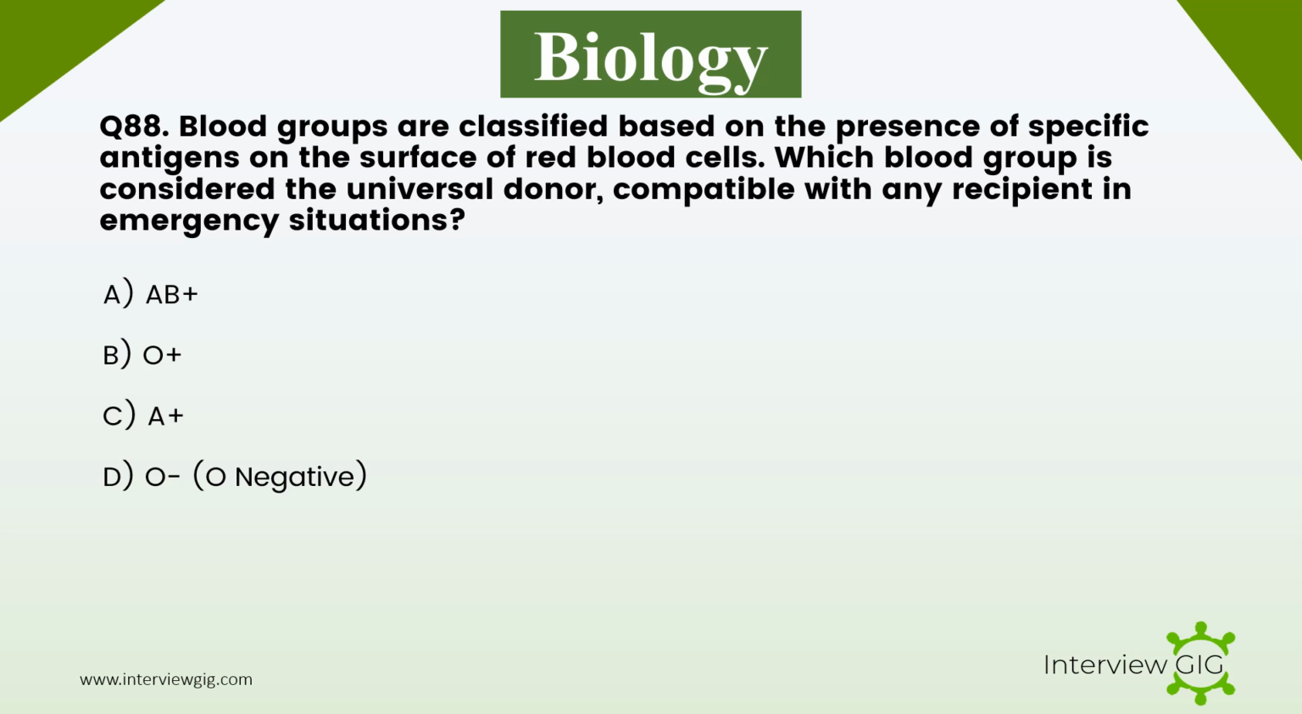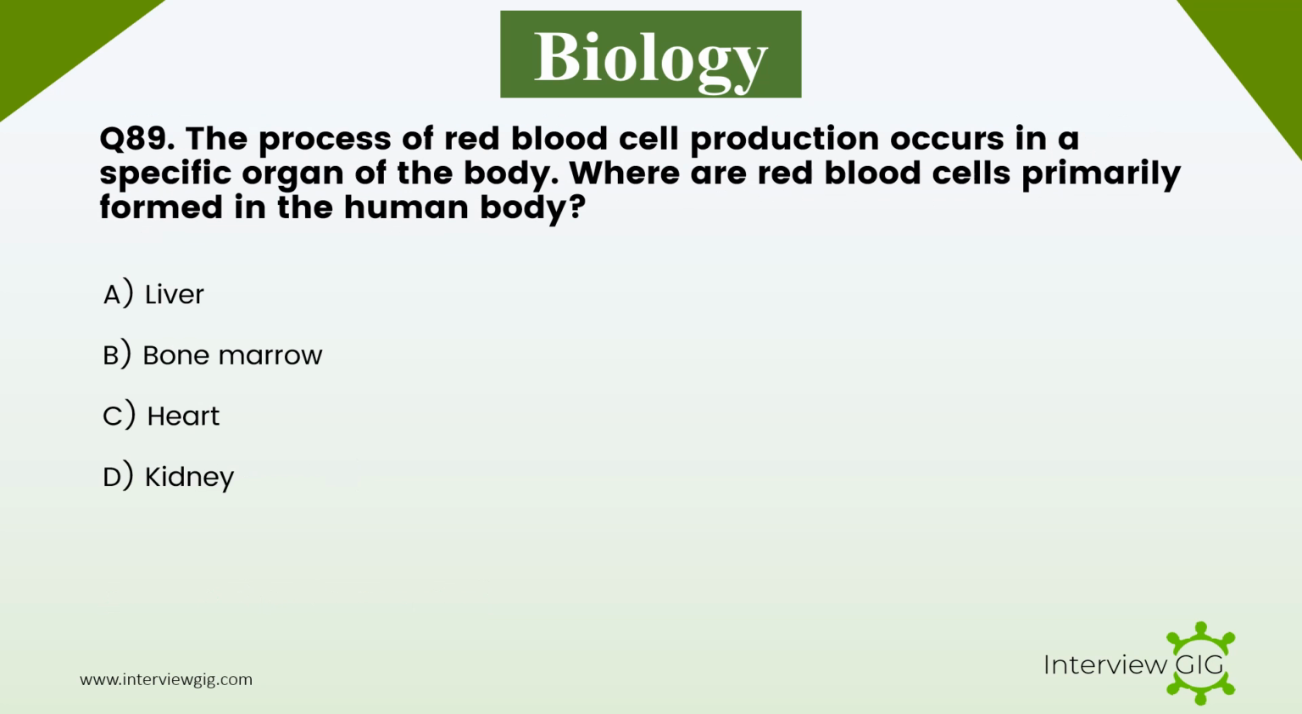Next question. Blood groups are classified based on the presence of specific antigens on the surface of red blood cells. Which blood group is considered the universal donor, compatible with any recipient in emergency situations? A. A+. B. O+. C. AB+. D. O. Answer D. O. Next question.